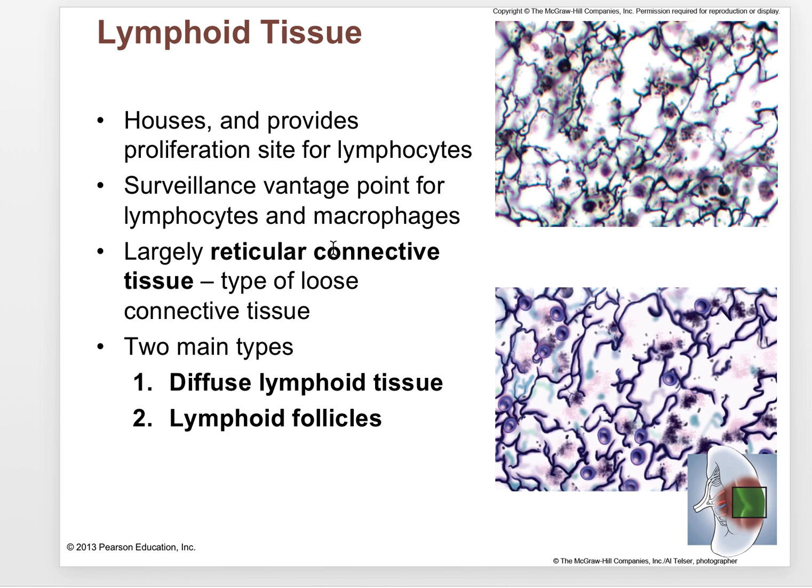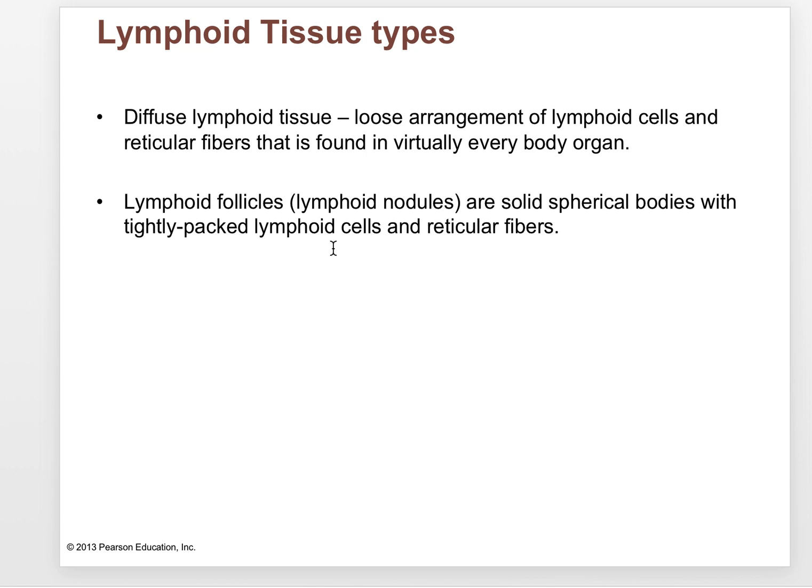There are two main types of lymphoid tissue. There's diffuse lymphoid tissue and lymphoid follicles. Diffuse lymphoid tissue are loose arrangements of lymphoid tissue that's found virtually in every body organ. Lymphoid follicles or lymphoid nodules are solid spherical bodies that are tightly packed with lymphoid cells and reticular fibers. So in lymphoid follicles, there's a concentration of lymphoid tissue.